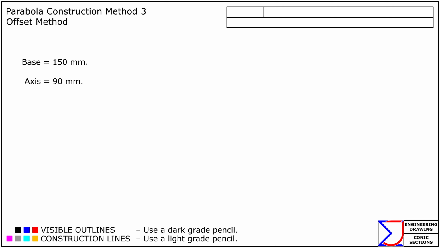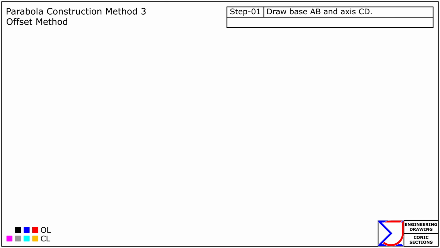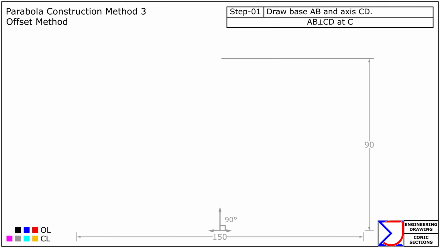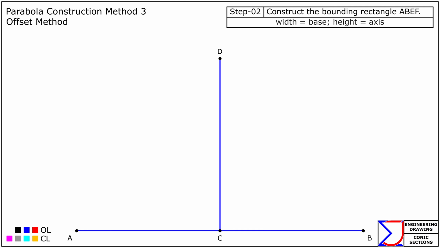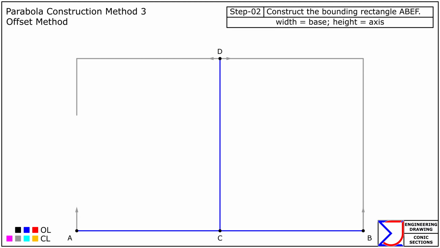First, draw the base AB and the axis CD with the specified lengths, ensuring they intersect at right angles and that CD bisects AB. Next, use these base and axis to construct a rectangle ABEF, where the width and height correspond to the base and axis respectively.